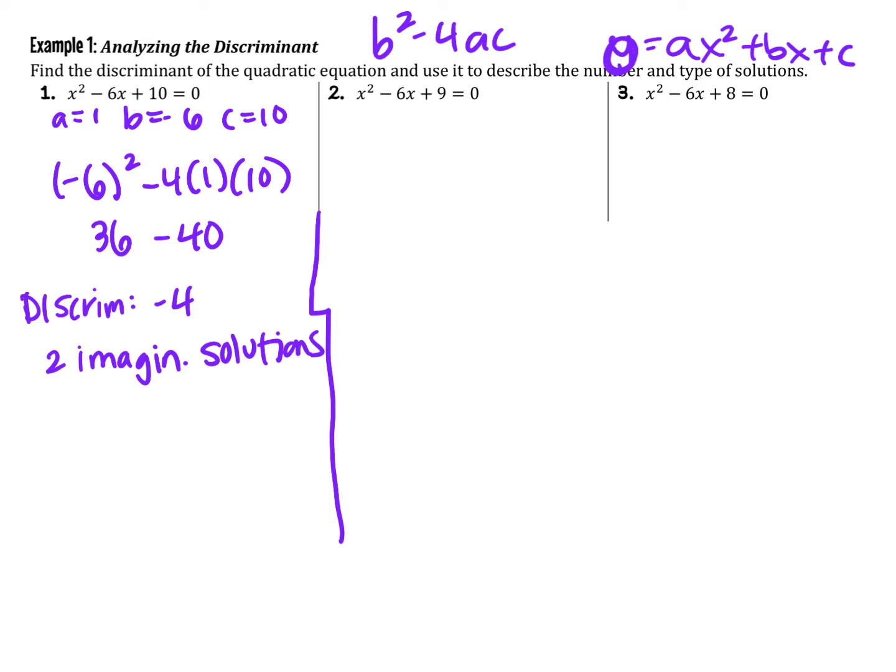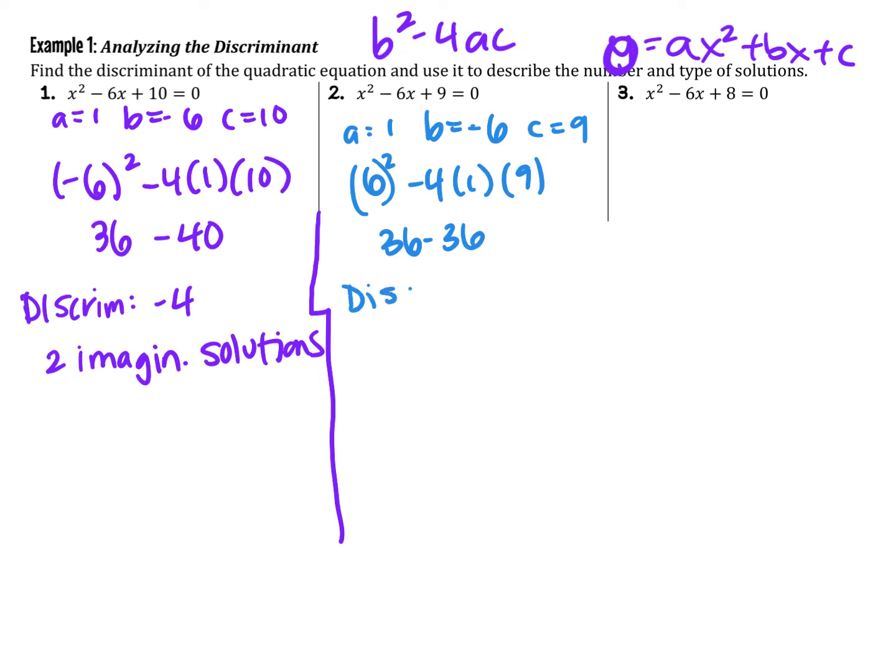So if we look at number 2, a is 1, b is negative 6, and c is 9. B squared is going to be 6 squared minus 4 times 1 times 9. That's going to be 36 minus 36. So the discriminant is 0. And what does a discriminant of 0 mean? It means that we have one real solution. In fact, that means the vertex of this quadratic is touching the x-axis.